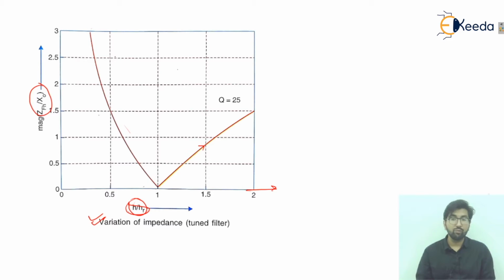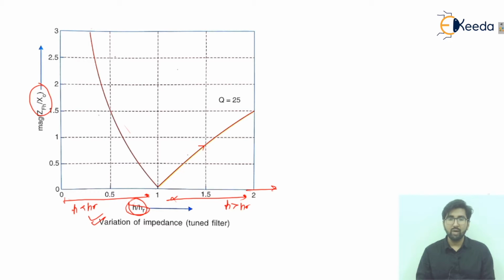Okay, but before the h upon hr, it means h is less as compared to hr. That's why we are getting the ratio from 0 to 1. That value will be positive, but it will be less than 1. This portion is for when h is less than hr, and this portion is for h greater than hr.